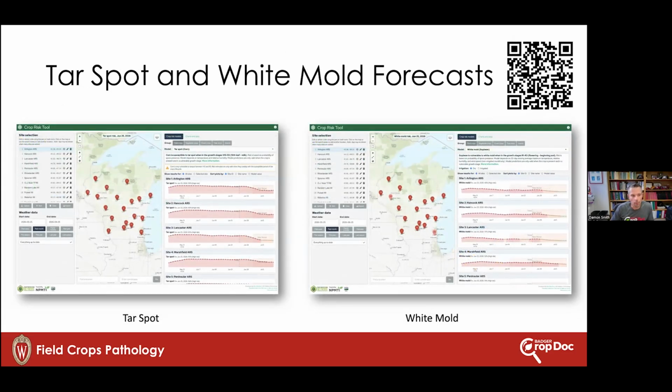So here we are with our tar spot risk on the left-hand side. Risk is high throughout the whole state, so these recent rains have been very conducive for us. The mild temperatures, as well as the wet-dry cycles that we had earlier on, all sort of prime this whole system. I think why we can't find it at the moment is the crop is just a little bit too early yet, so the growth stages aren't quite lining up.